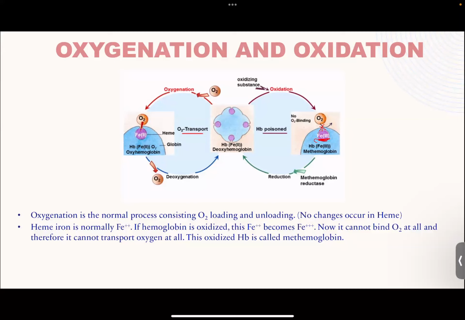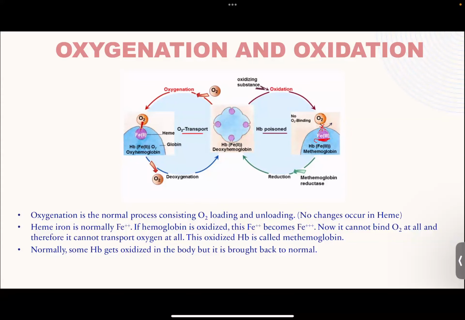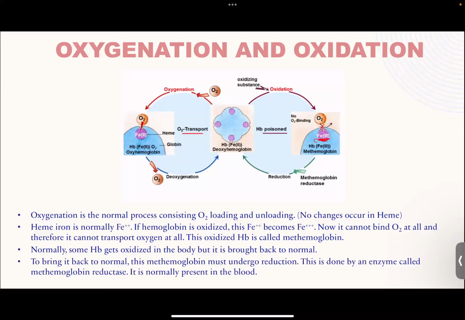Normally, we have some amount of hemoglobin in our blood that can get oxidized because we have a lot of substances in our body, right? But it is brought back to normal. How? It's just oxidation reduction. Methemoglobin is reduced back to deoxyhemoglobin or normal hemoglobin. And we do this by an enzyme, which has a very obvious name, methemoglobin reductase. It's going to bring the Fe back to the Fe2+ form, and it's going to be normal hemoglobin again.